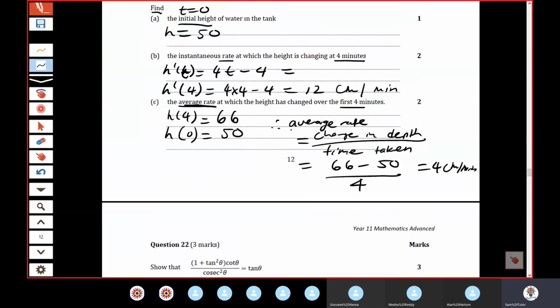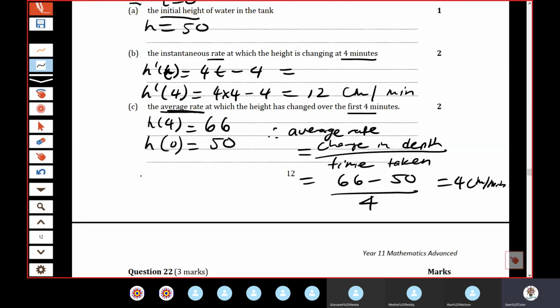All right. What did you guys miss from this? I was just saying the change, like you are at 66, right? At 4 minutes, your height is 66. You started off at a height of 50. Your average would be the change from 50 to 66, which is 16, technically, out of 4 minutes, which is 4 centimeters per minute. So it's rising 4 centimeters per minute.